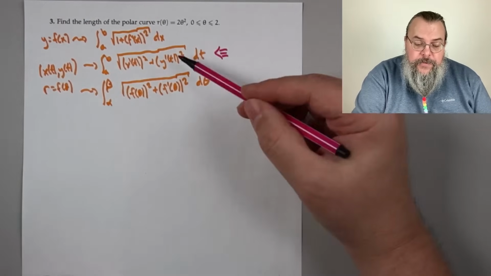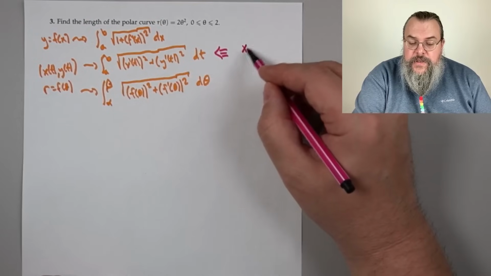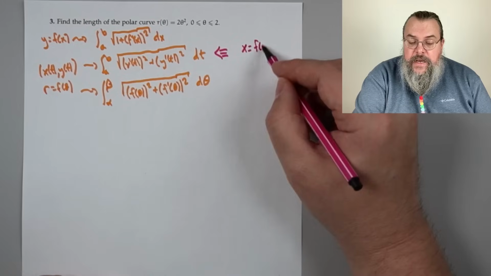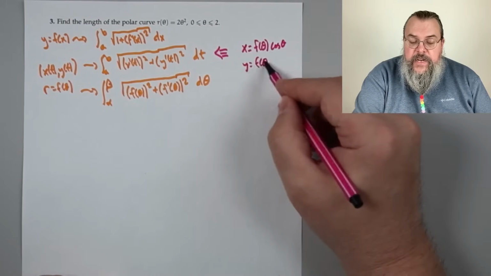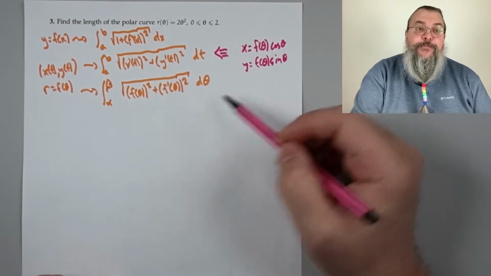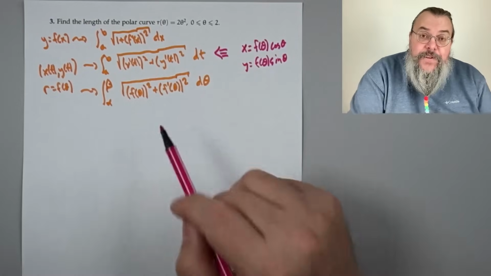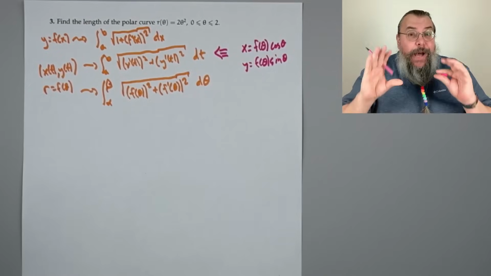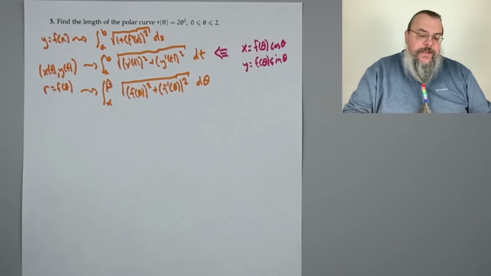So how do you go from parametric to polar? Well, you say x equals f of theta cosine theta, y equals f of theta sine theta. You do half a page of computations, and it comes out to that. So ideally, you'll just have this memorized. You're young. I believe in you. You've got some spare neurons. You can do this.